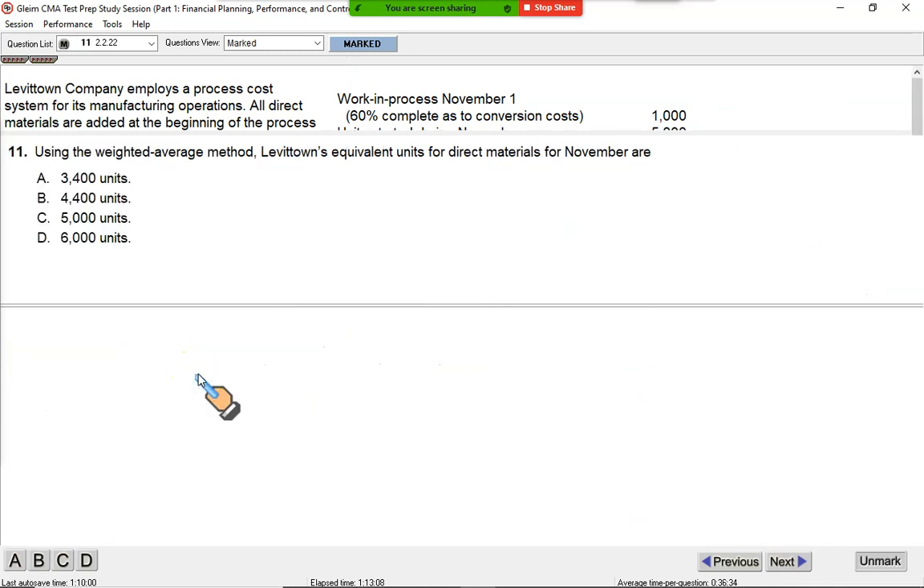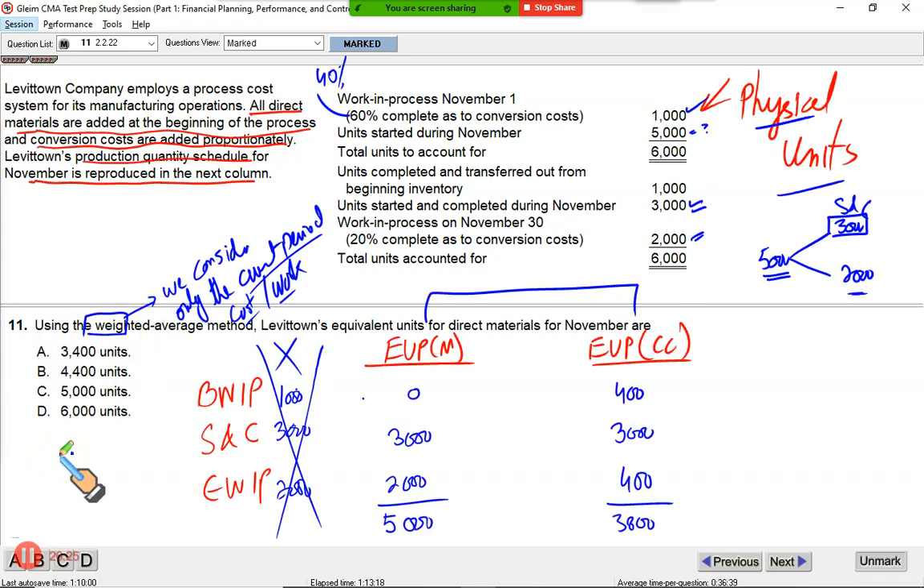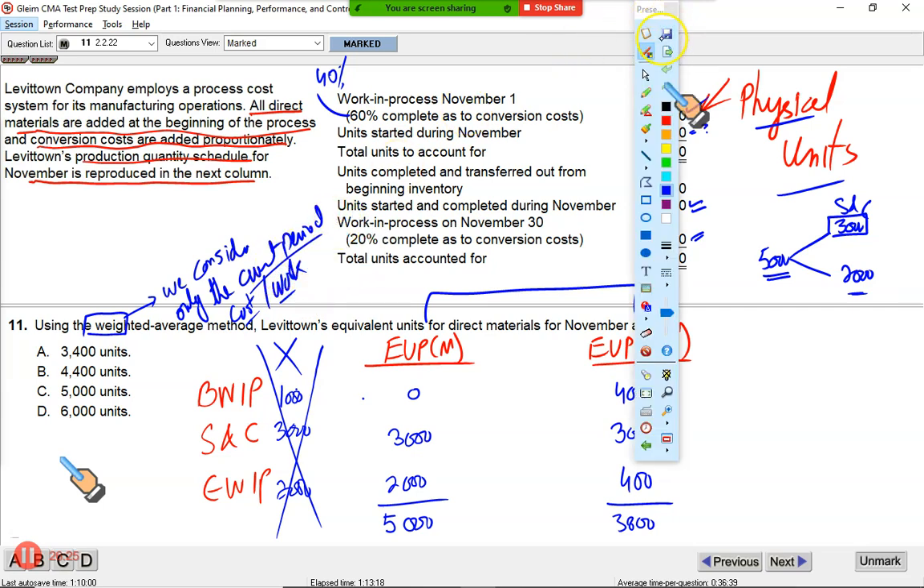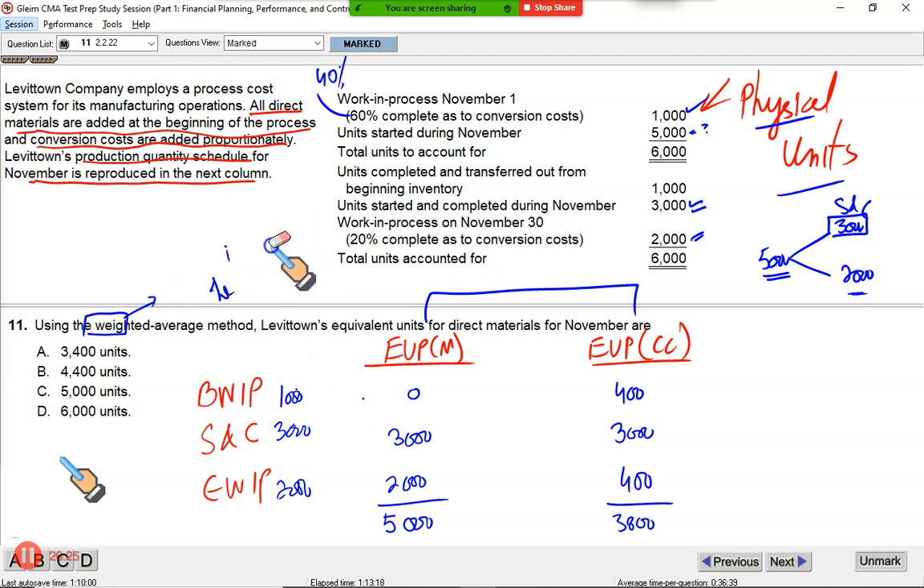Now let us do the same question using weighted average and see the difference. Everything is the same, all the information, the units are the same. How do we do it using weighted average? Now just compare. Under weighted average, let me erase what is not needed. This is the eraser here. Now we are going to consider the weighted average and see how it works.